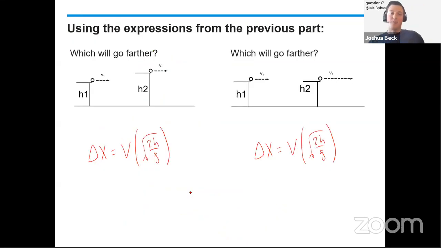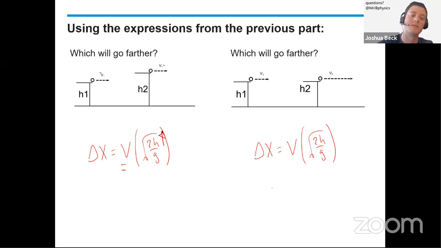So let's attack this same problem, but with a different method. I'm going to use the expression to explain which one of these is going to go further. Well, starting on the left, I can see that the second object has a greater height. So looking at my expression, v from here to here, that's the same.